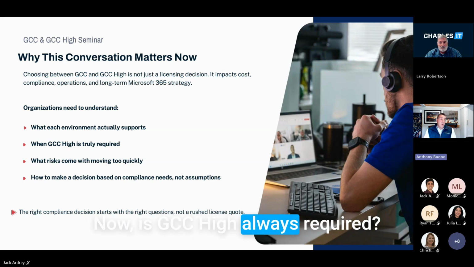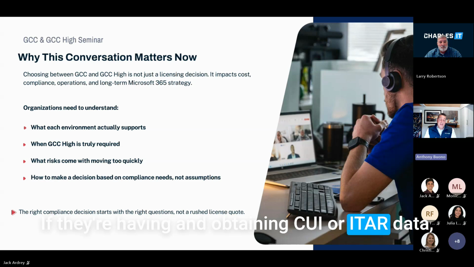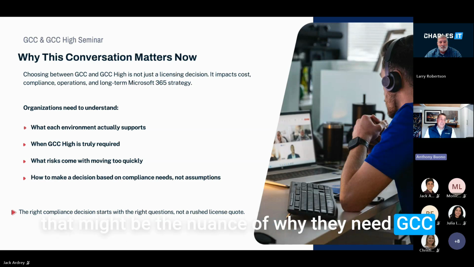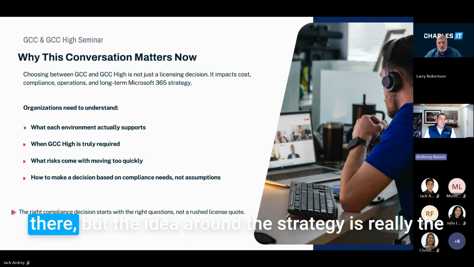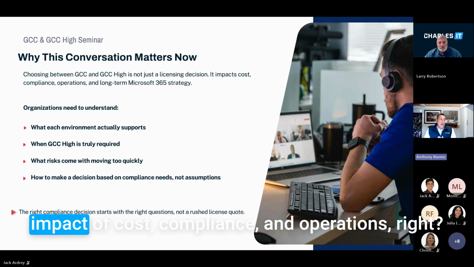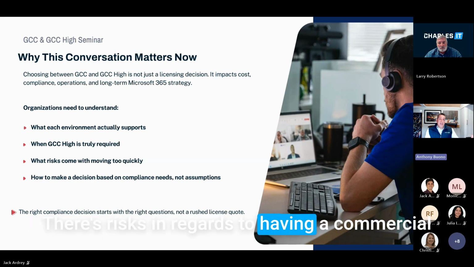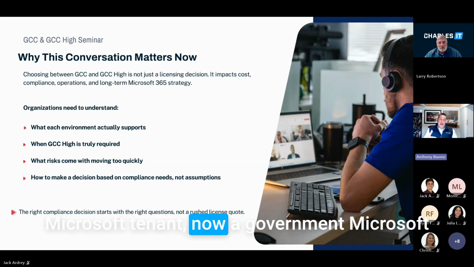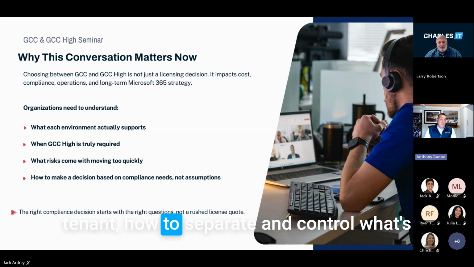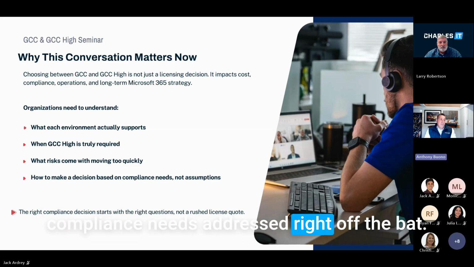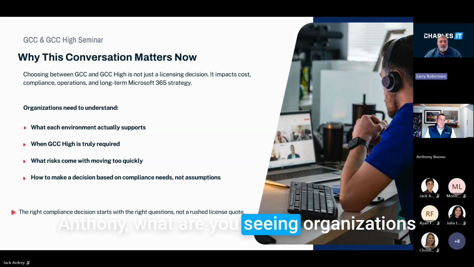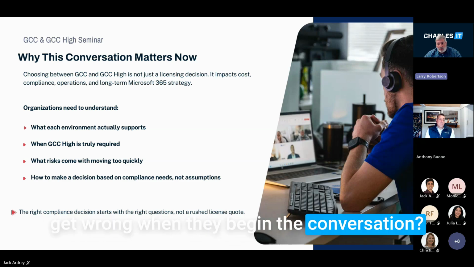Now, is GCC High always required? Not necessarily. It depends on what they're handling. If they're obtaining CUI or ITAR data, that might be the nuance of why they need GCC High for information to be shared and protected. There's different nuances to the license of what's there, but the idea around the strategy is really the impact of cost, compliance, and operations, right? So there's risks in regards to having a commercial Microsoft tenant, now a government Microsoft tenant, how to separate and control what's there for the security pieces of it, and having compliance needs addressed right off the bat. But Anthony, what are you seeing organizations get wrong when they begin the conversation?